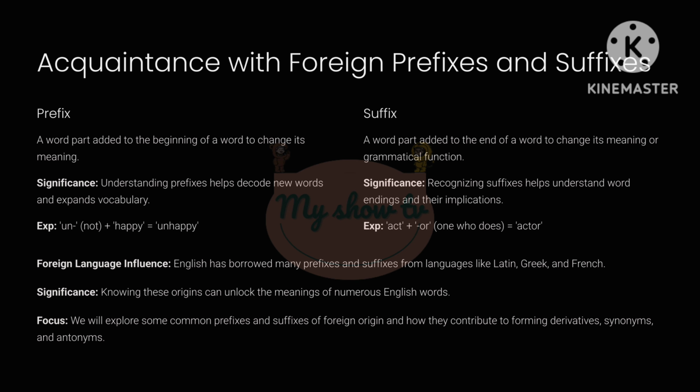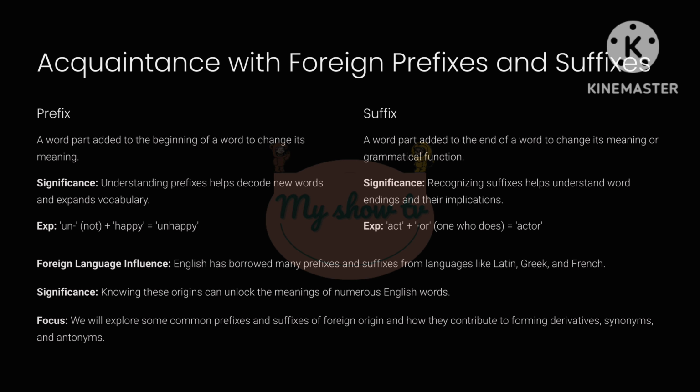a base word. Suffixes can change the meaning of a word, but they also often change its grammatical function, for instance, turning a verb into a noun. Consider the word act. If we add the suffix or, we get actor, which signifies one who does the action of acting. Recognizing suffixes helps you understand not only the meaning but also how a word is being used in a sentence. Now, here's a crucial point.